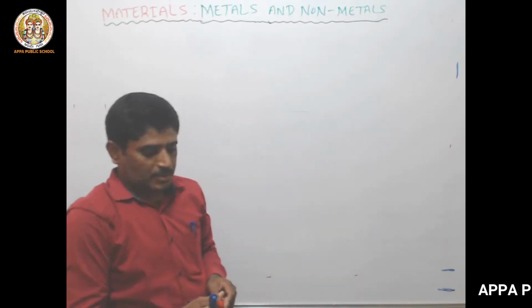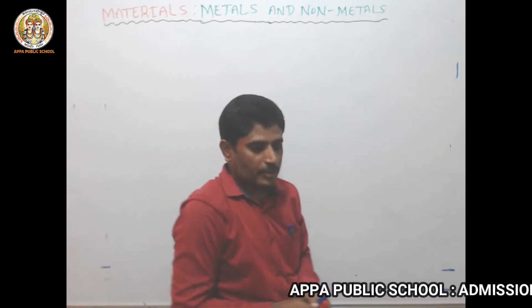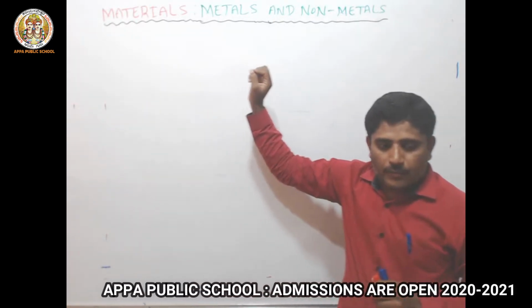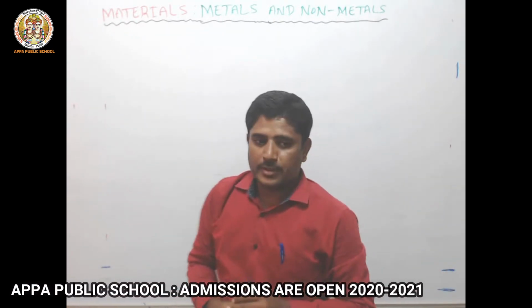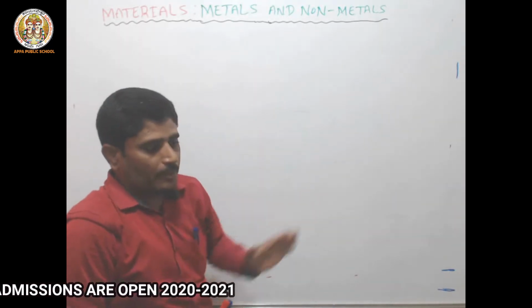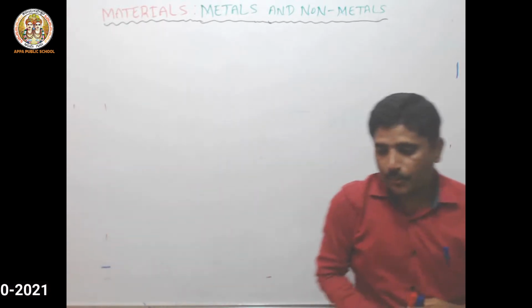In the previous classes we have completed some of the points regarding metals and non-metals: occurrence, physical properties of metals and non-metals, metalloids. Then we have completed chemical properties of metals and non-metals.